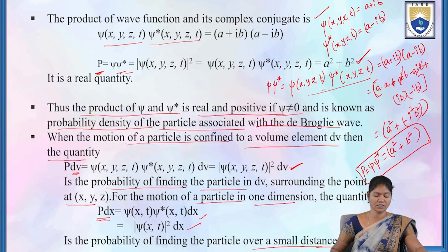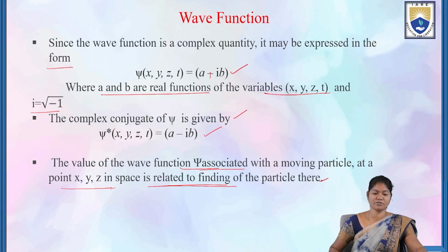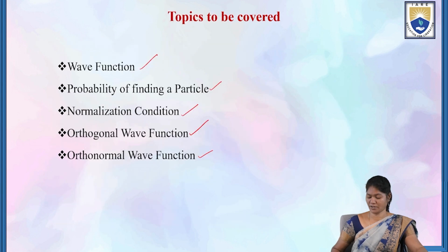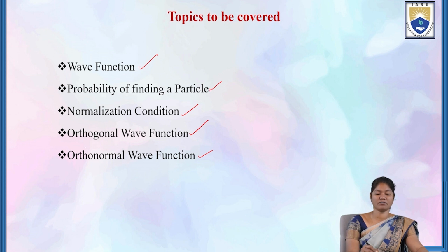So this is the probability of finding the particle. So what are the topics we have covered here? The wave function and the probability of finding a particle. Then we have seen what the normalization condition is. If the expression is equal to 1, then we can say that it is normalized and the particle is in that particular wave. And then orthogonal wave functions, and finally orthonormal wave functions.